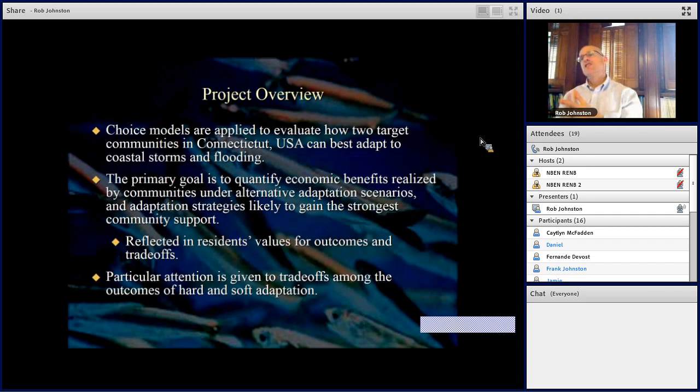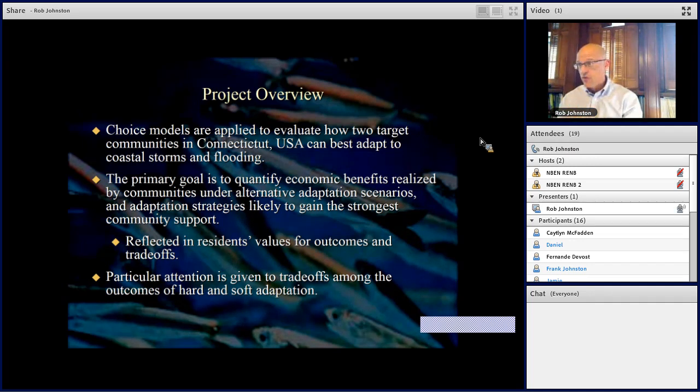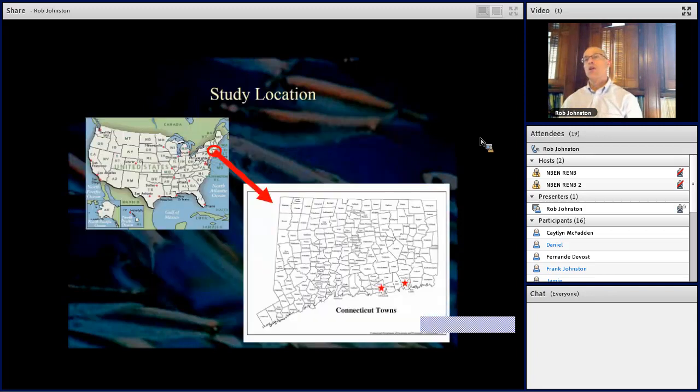So we developed these things for the case of two Connecticut communities, Waterford and Old Saybrook. I showed you a few little maps of those before. And the primary goal was to look at the trade-offs that residents would support based on their underlying values, right? If people could vote for adaptation plans and to spend their tax dollars on protecting things, what would they like to see protected and what are their values?